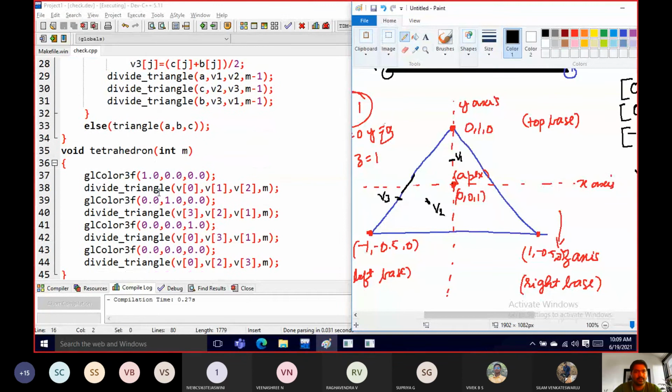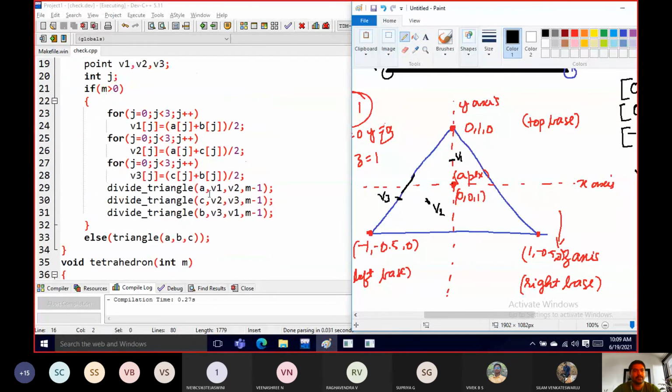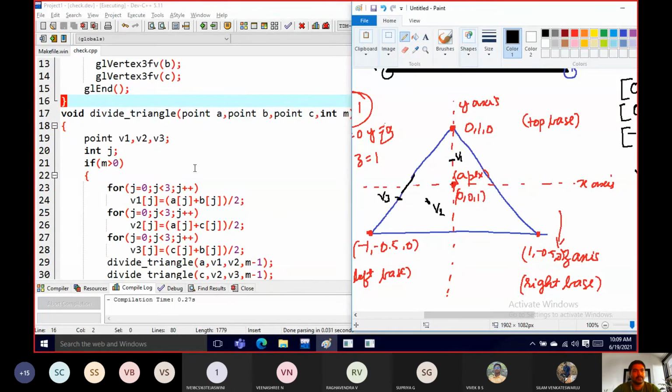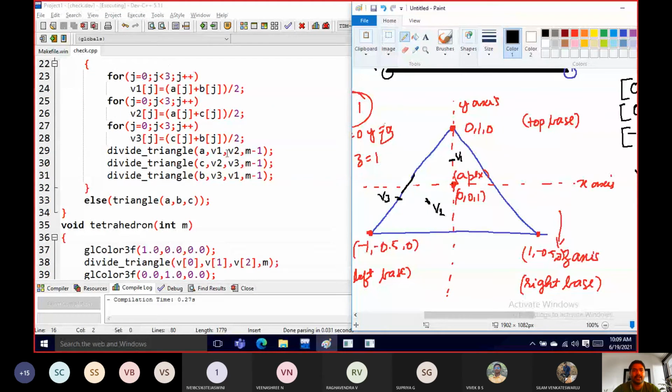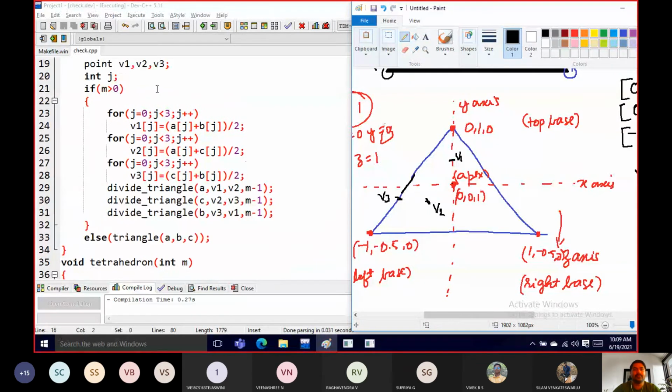So divide triangle of V0, V1, V2. So it comes here. Then again it will be calculated recursively. Once you see that m is now 0, 0 is not greater than 0, so that condition will no longer be executed. Then it comes here.